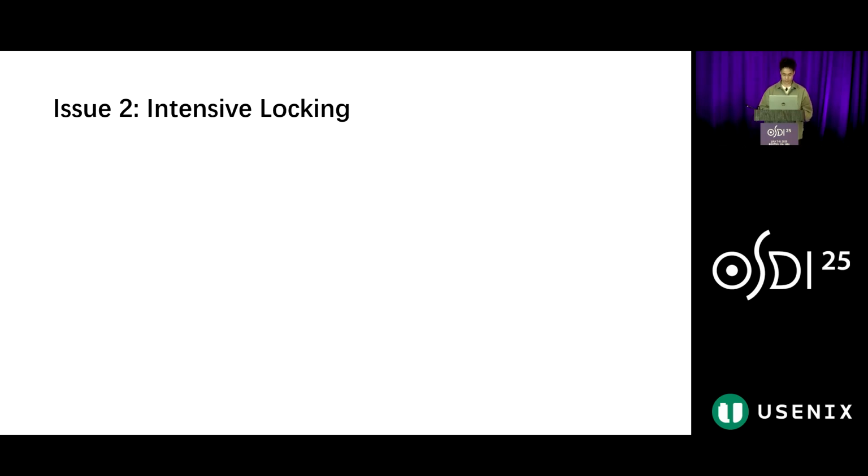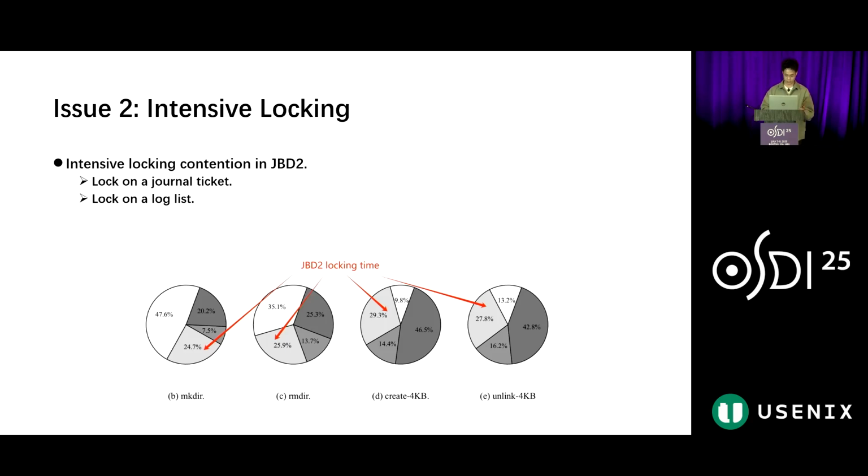And the second issue is the locking overheads due to the centralized journal design of the existing mechanism. Also in JBD2, it will lock on a global journal ticket. For each file operation, it needs to acquire a journal ticket, and the value of the ticket tracks the number of ongoing file operations that have not finished journaling. So there are lock contentions on this journal ticket, and also it uses a centralized log list with log contention on this global log list. Also, in our experiment, we can see the locking time occupies a big portion of total journaling time.